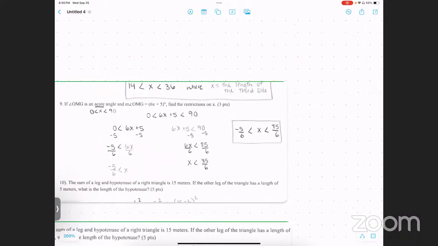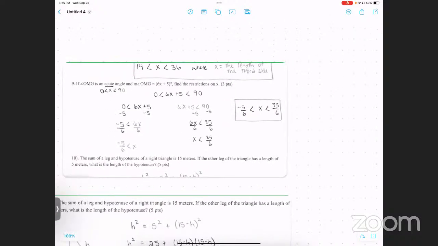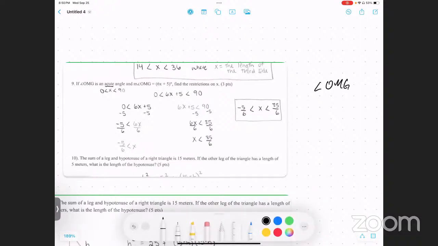It says if OMG is an acute angle and the measure is that, find the restrictions on X. So acute means that what is OMG between? Between 0 and 90. It has to be more than zero and less than 90. Very good. So it's got to be less than 90, but it's got to be bigger than zero.